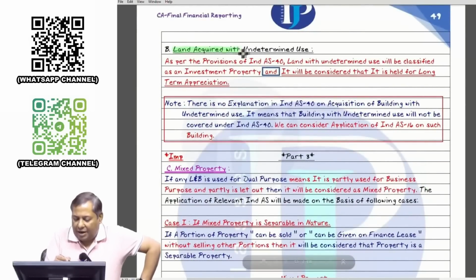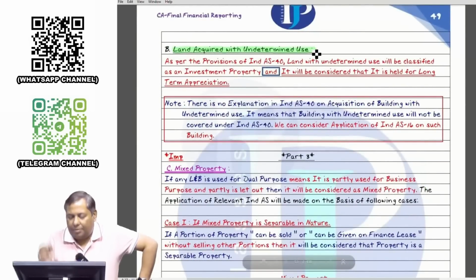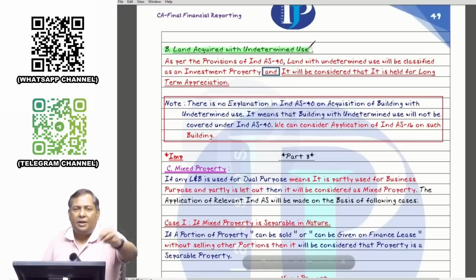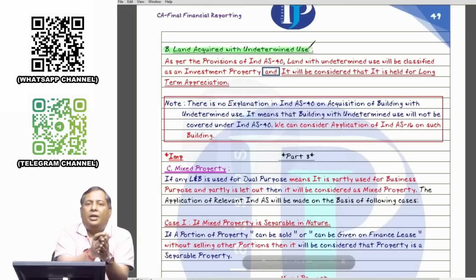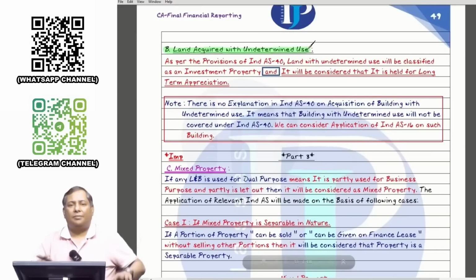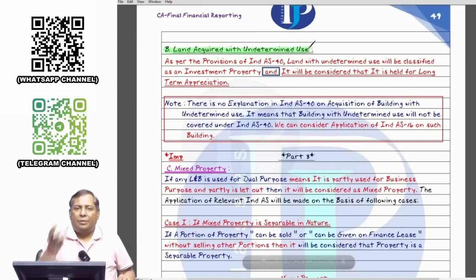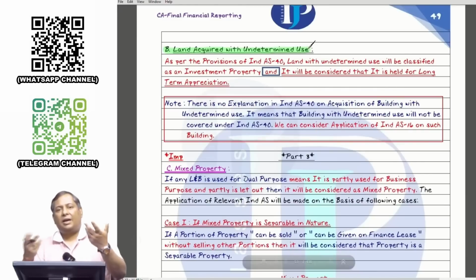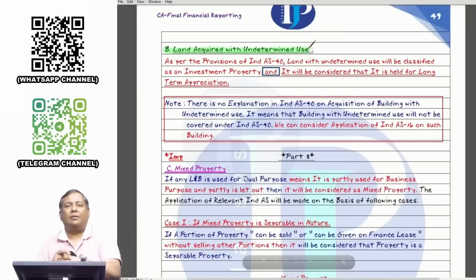This was land acquired with undetermined use, right students? Say an entity buys 10 acres of land and keeps it after buying. Then the auditor comes to audit and asks about the land. The owner says the land was cheap, so he bought it. He does not say whether a factory will be built on it, or whether it's for business or warehouse purposes. He is not telling; he says we'll see later.